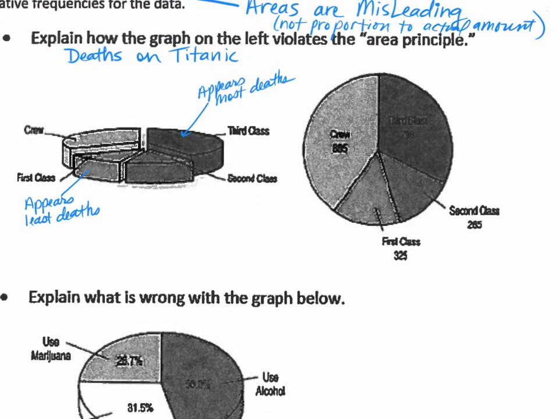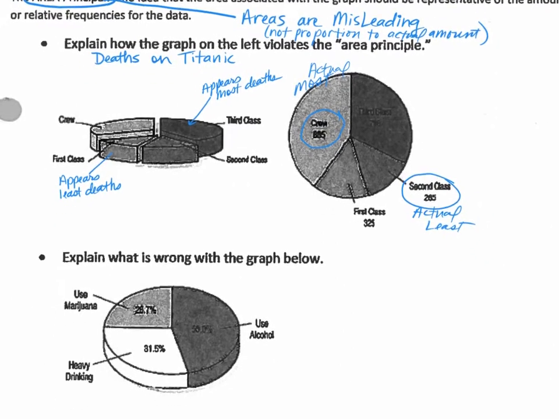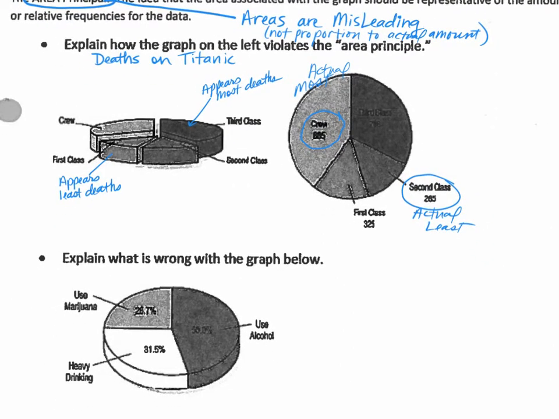If you look at these actual values, which one had the least amount of deaths? Second class had the actual least. And which one had the most? It's hard to see. Third had 700 and something. Crew had 800 and something. So crew had the actual most. So would you say that this beautiful three-dimensional drawing was misleading? Yes, it violated the area principle.